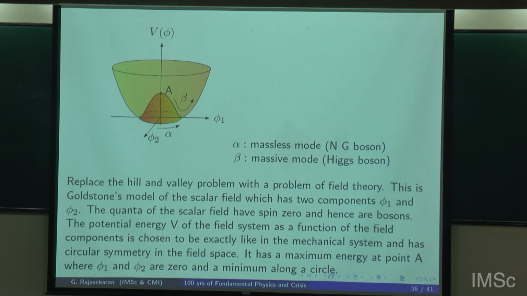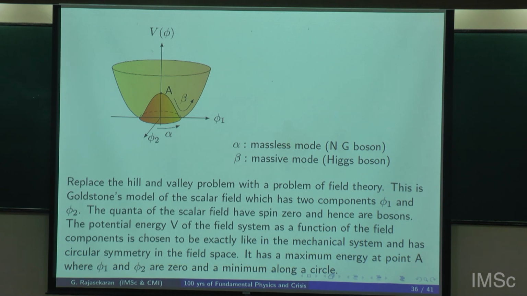Now I go to the corresponding field theory example. Replace the hill and valley problem with a problem of field theory. This is Goldstone's model of the scalar field, a spin zero field, which has 2 components, phi 1 and phi 2. And the quanta of the scalar field of spin zero, as I already mentioned, are bosons. The potential energy V of the field system as a function of the field components is chosen to be exactly like in the mechanical system, with a circular symmetry now in the field space. You rotate around the z-axis in the phi 1, phi 2 plane, and there is a symmetry.